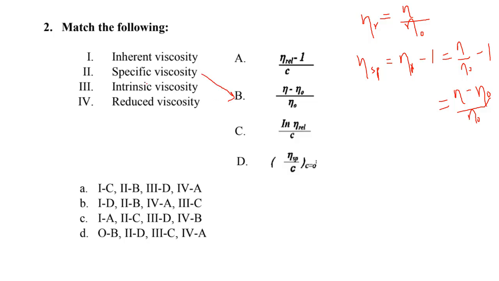And we can calculate the inherent viscosity also. The inherent viscosity is the log of relative viscosity divided by C. Then we have intrinsic viscosity. Intrinsic means C is tending to 0. And then we have reduced viscosity. Reduced means eta relative minus 1 divided by C. So if I match it, the inherent viscosity is C, so the first one is option C. Anyone who has a doubt in this can ask.